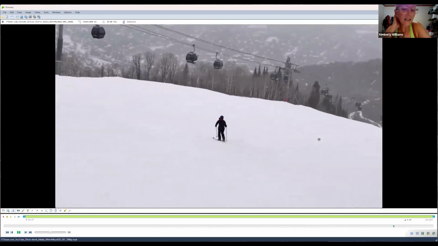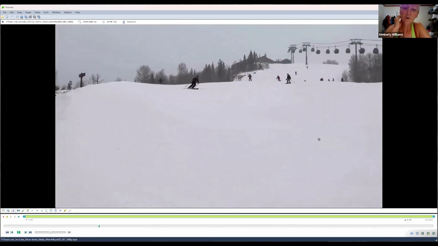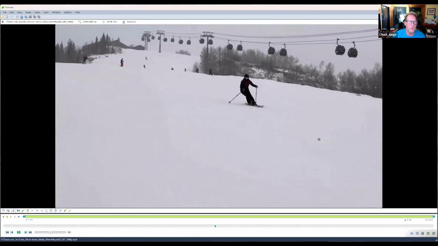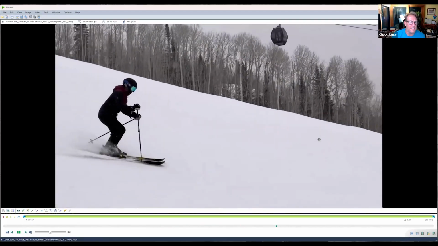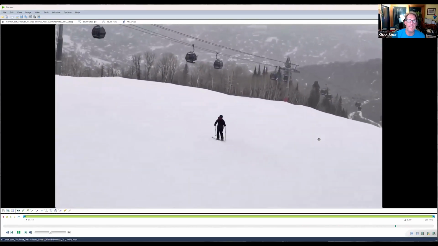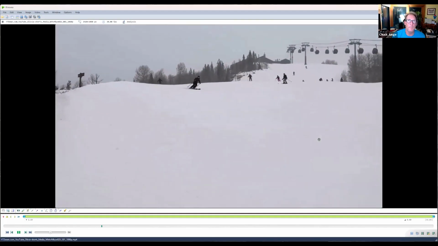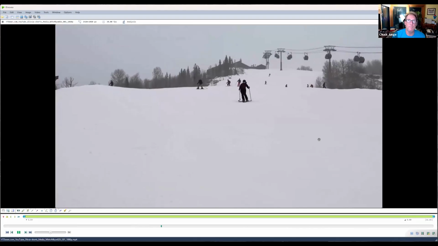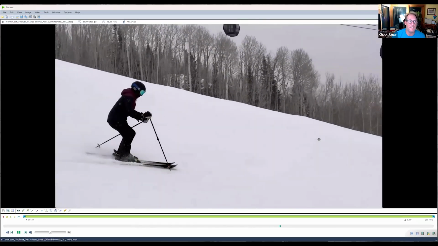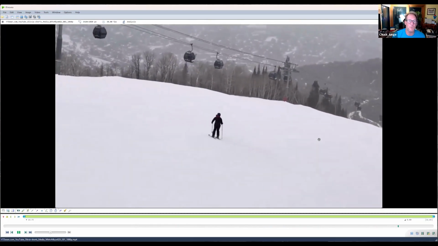Because she has upper body rotation, her trunk is squaring up with her skis. And so what's that causing the body to do? Let me reword that. What is the body doing in the last two phases of the turn? Is it continuing to turn? Is it camping out? Is it not doing anything? Is it doing something? Can we be descriptive?